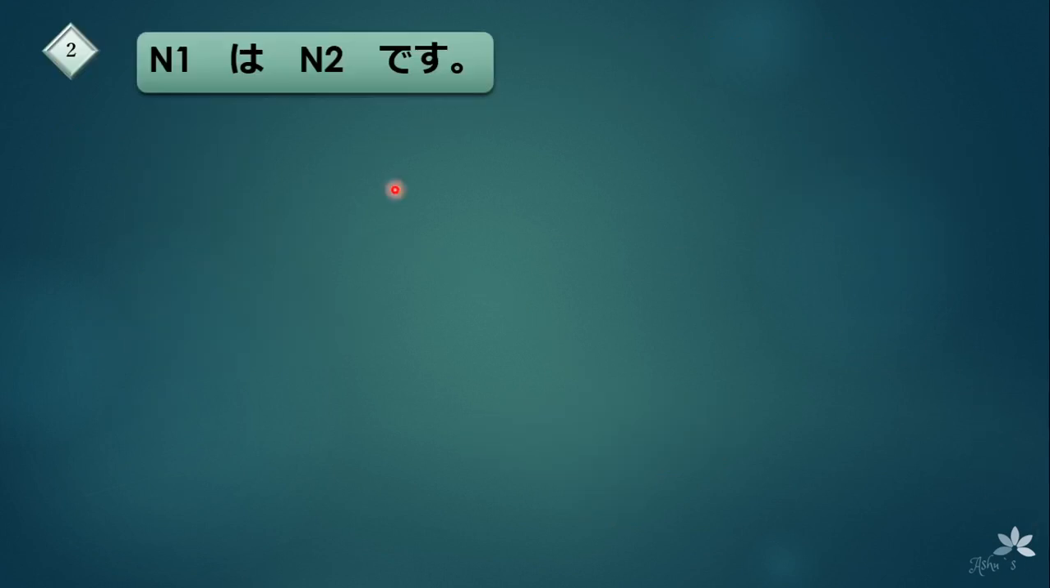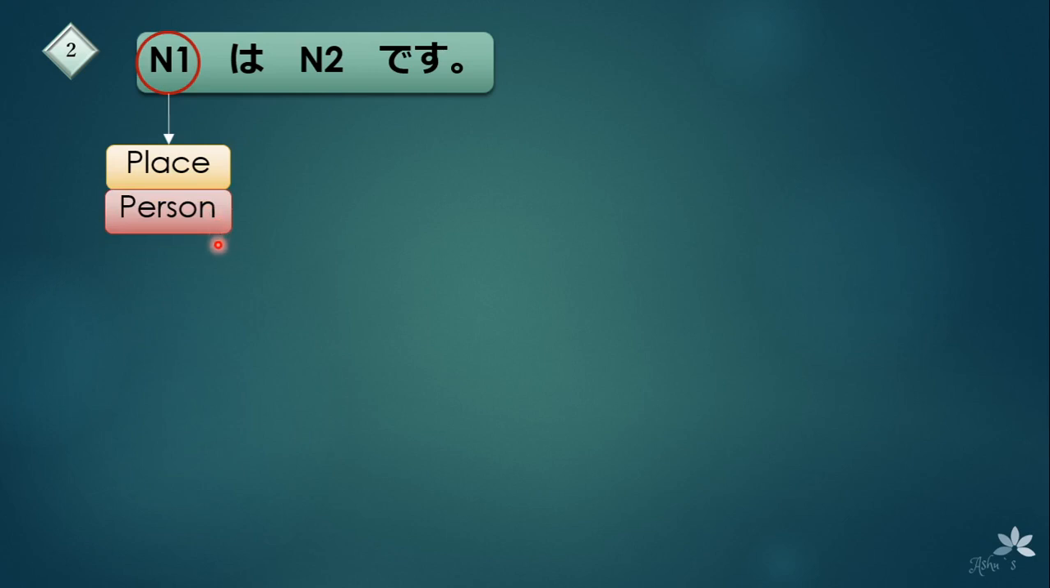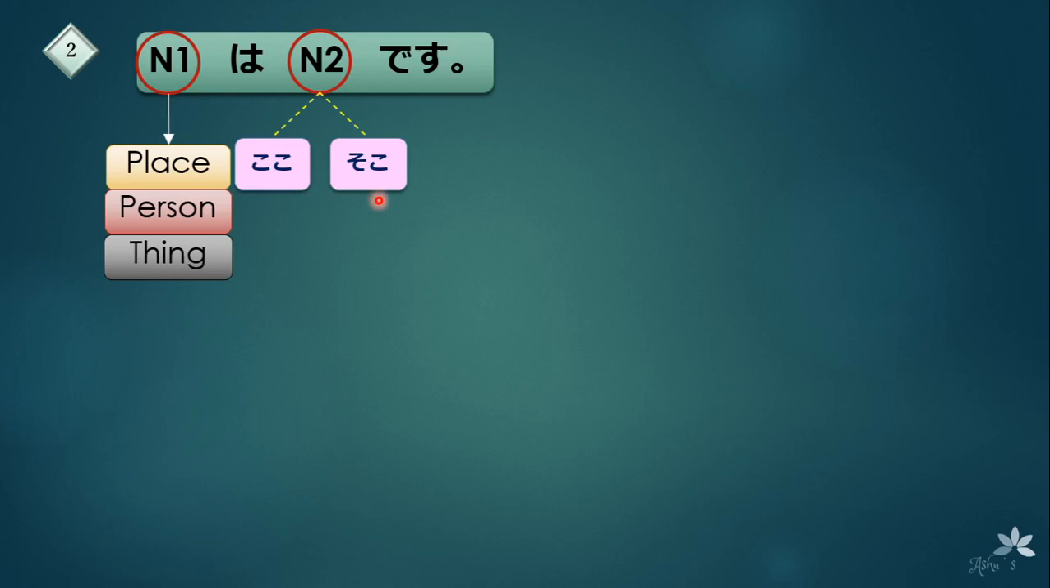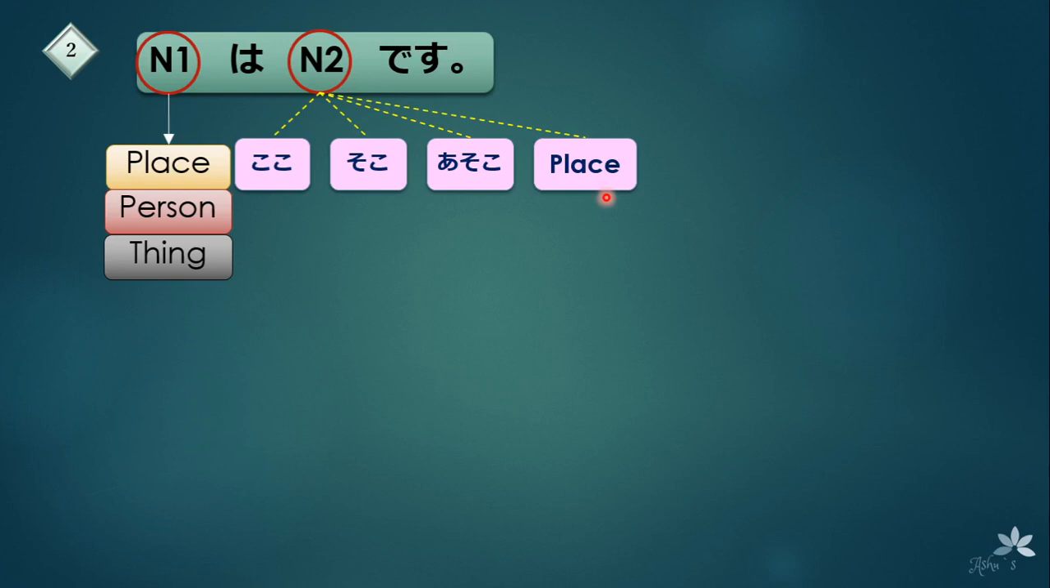And let's go ahead and learn N1 wa N2 desu. In this case, N1 can be a place, person or a thing. And N2 is a place which can be koko, soko, asoko or some other place.